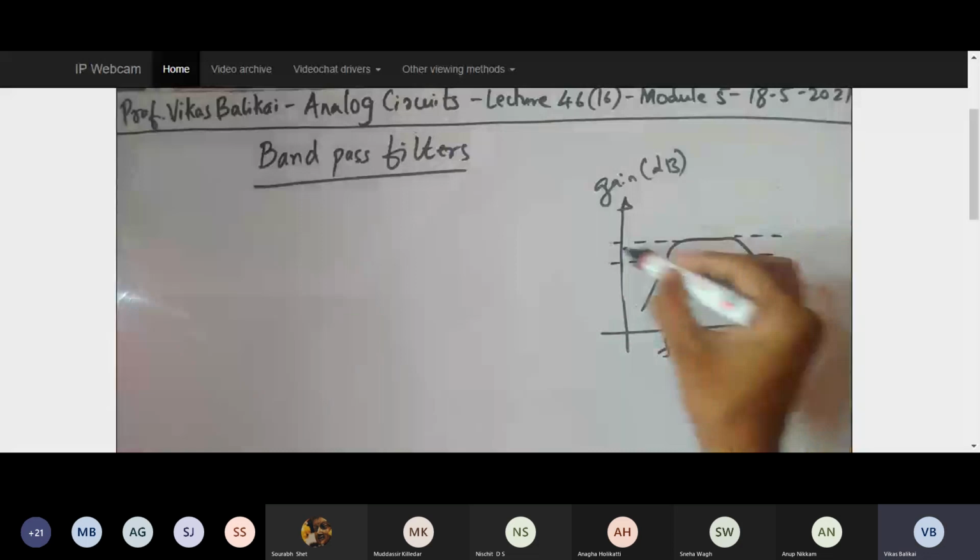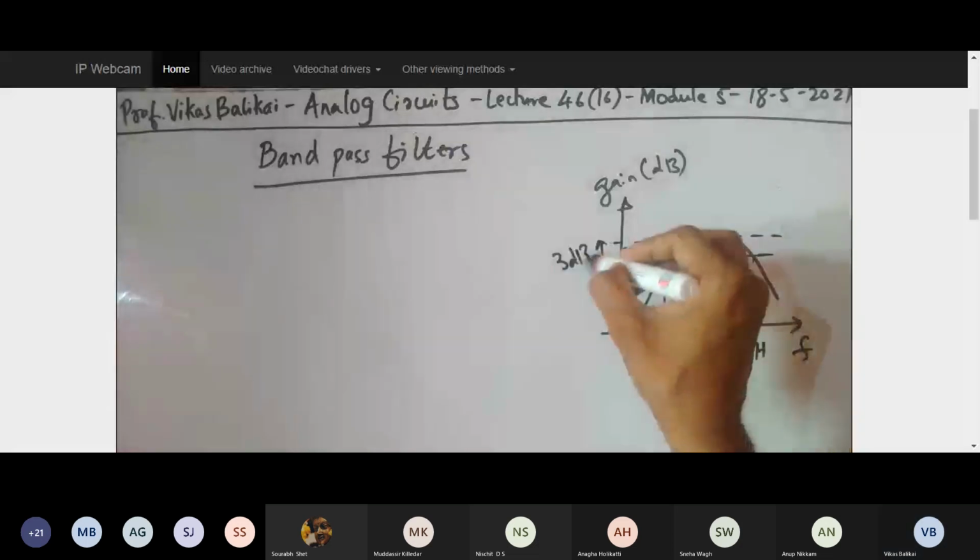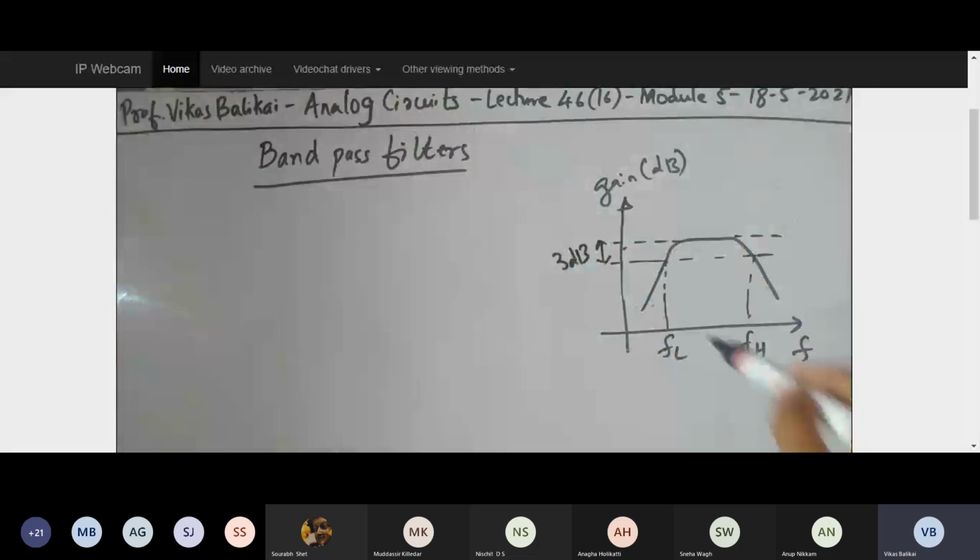Gain distance, it will be 3 dB. So exactly at one of the cutoff frequencies, once at FL and once at FH. See, this is basically a combination of low pass and high pass. Simply you can remember it that way.